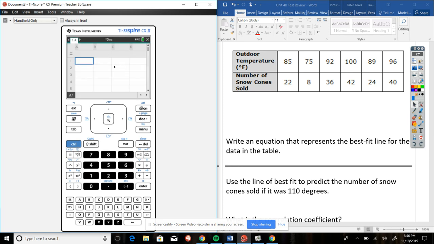Then we go to Add Lists and Spreadsheets. Your first step is to always put an X in the A box and a Y in the B box. And then we just go ahead and type in the data that they give us. So we have 85.